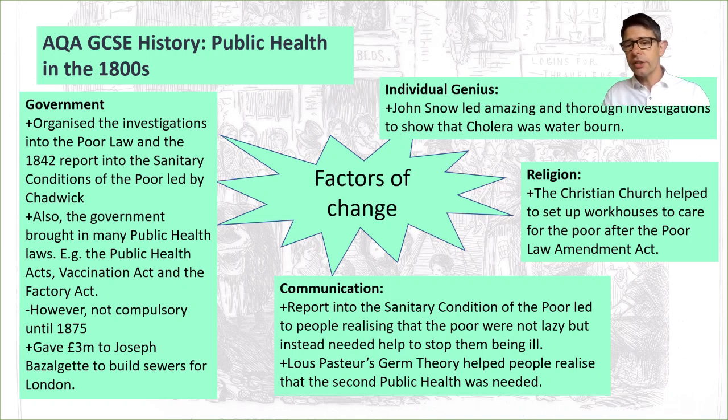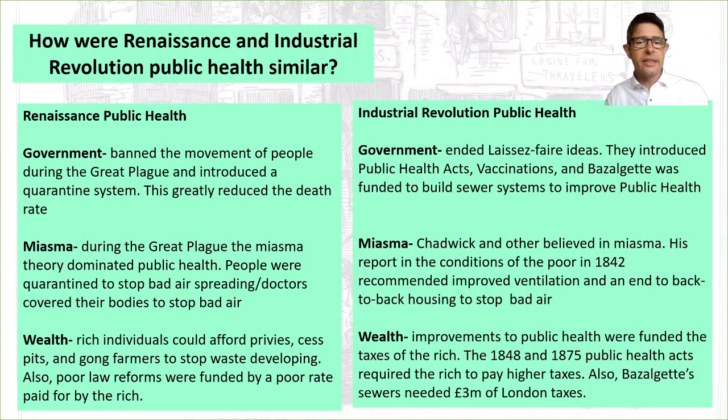We've got religion. The church helped set up workhouses and was involved in the poor law to help people. Communication, we've got lots of reports here, obviously, into sanitary conditions by Chadwick, for instance. We've got Pasteur's germ theory really inspiring change as well. What about question 3, the similarities question? So comparing Renaissance and Industrial Revolution public health, we've got some important ideas that are similar.